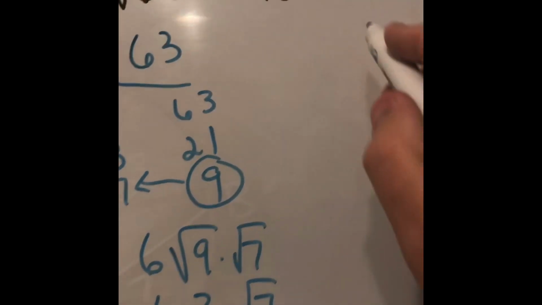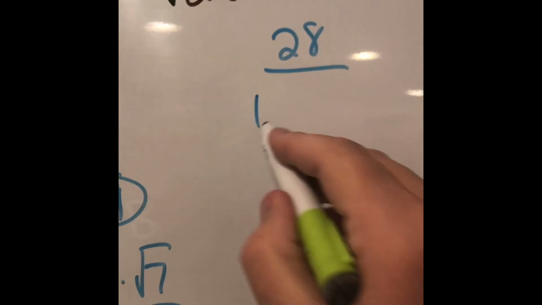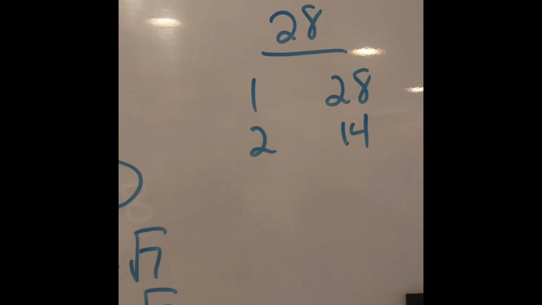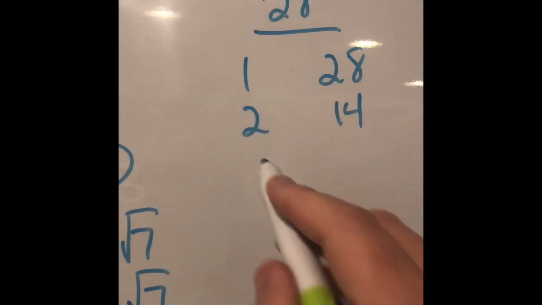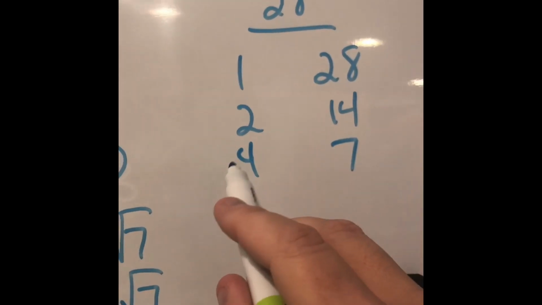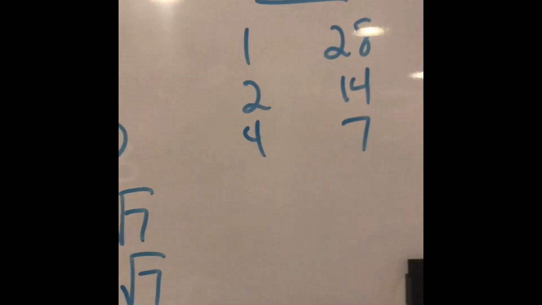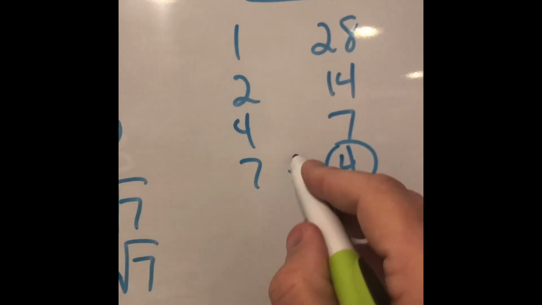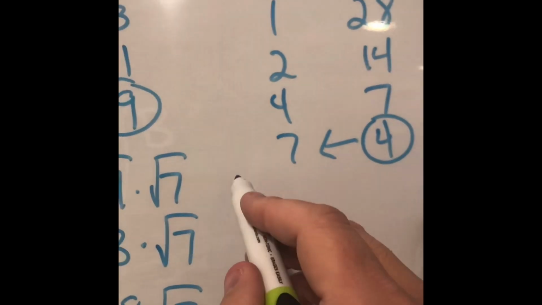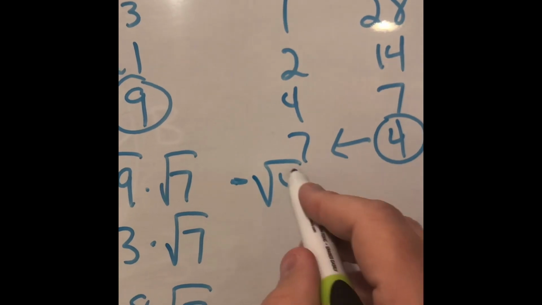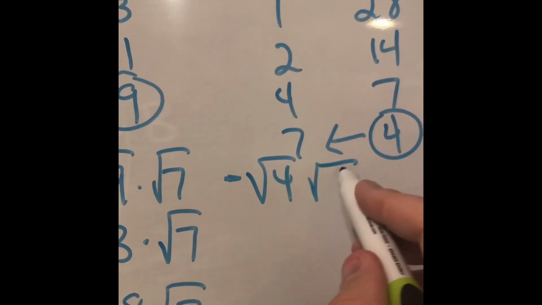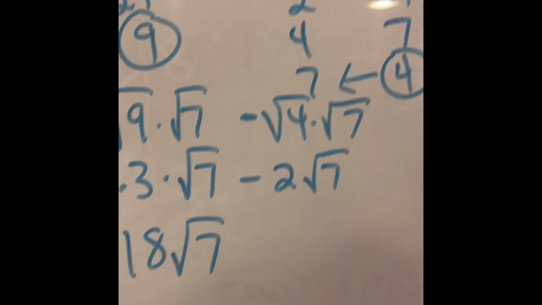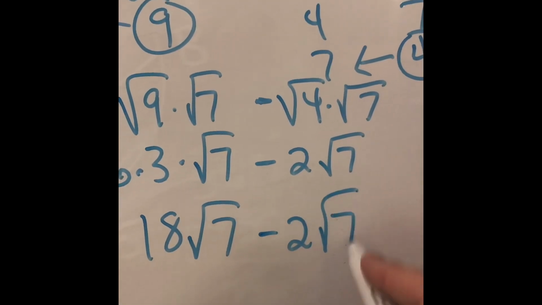So now we can change 28. 28 is 1 times 28, 2 times 14, I still don't have a perfect square. 3 doesn't work. 4 times 7, 4 is perfect, but let's see if there might be something bigger. 5 doesn't work, 6 doesn't work. 7 times 4, so 4 is the one that we were going to do. Okay, so that means we're going to subtract the square root of 4 times the square root of 7. So this is minus 2 square roots of 7.